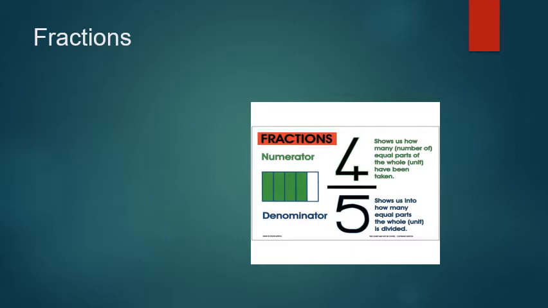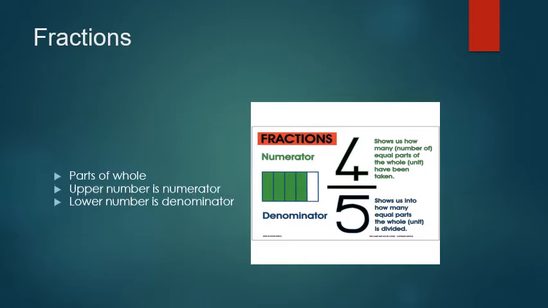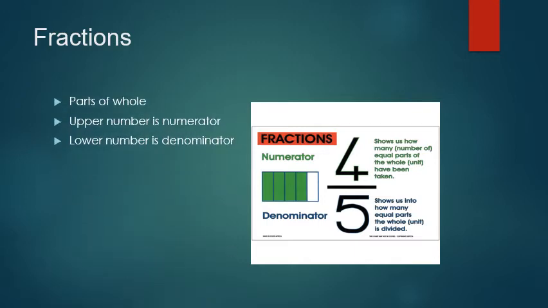The numerator shows how many parts of the whole have been taken, and the denominator shows the total number of parts. So in this way we write a fraction. We can say that fractions are nothing but parts of a whole. The upper number is known as the numerator and the lower number is known as the denominator. This is all that we have to keep in mind, and then we will proceed to the next part.